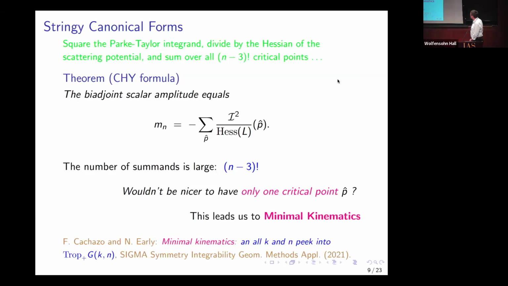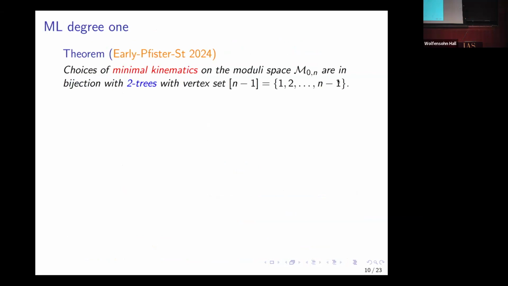And this is the topic of this talk. This is called minimal kinematics. The term minimal kinematics comes from this paper by Freddy and Nick called Minimal Kinematics: an all k and n peek into the positive tropical Grassmannian, published 3 years ago. I will not speak about the positive tropical Grassmannian today; we might hear about at least the positive Grassmannian a little later. Also, for the most part, I'll concentrate on k equals 2. Let me state the theorem. The first theorem in the paper with Nick and Anaëlle says the following.